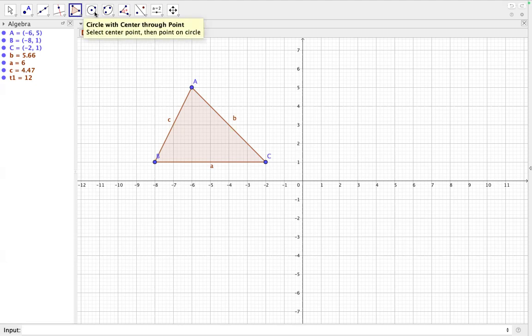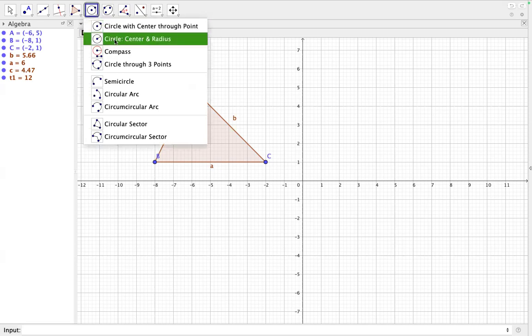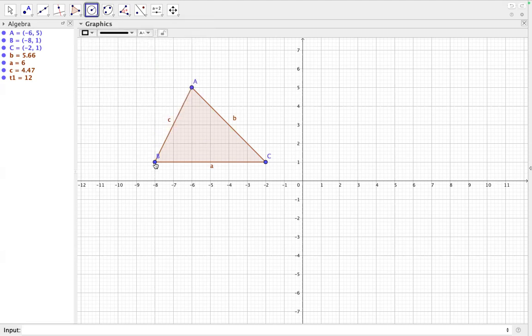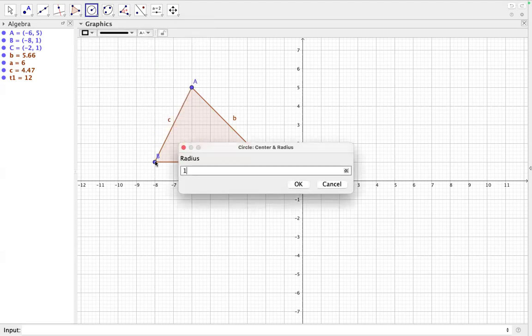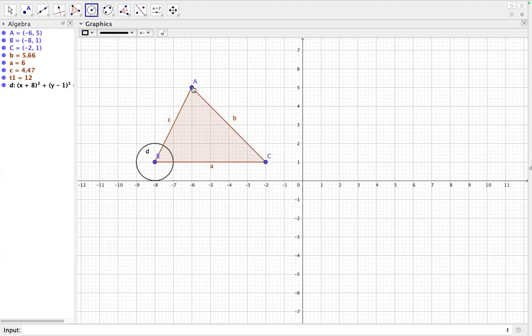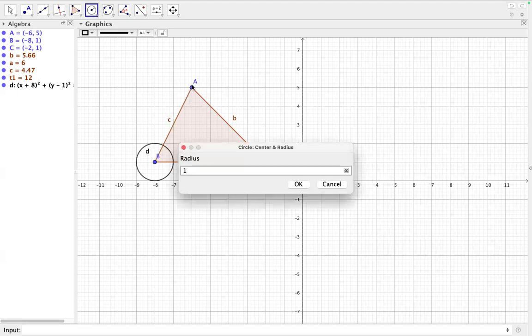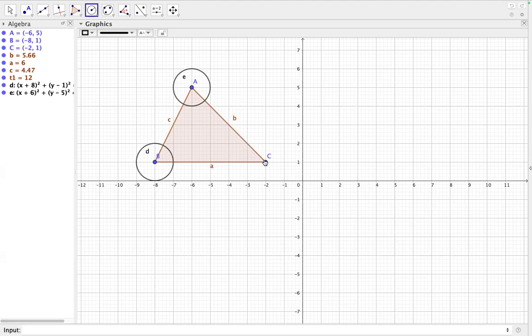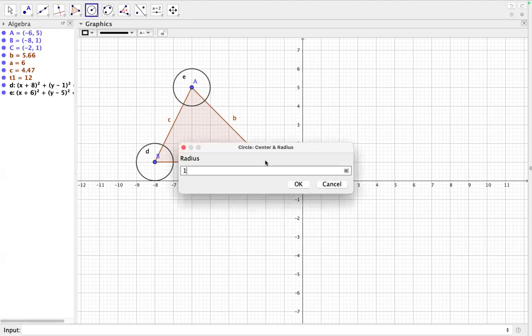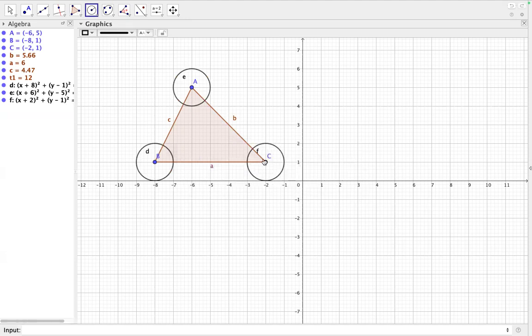So to do the proof, this is a graphical proof. We are not calculating, we are just showing it on a graph sheet. We're going to use the circle with center and radius tool. At each of the vertices, we are going to create a unit circle. A unit circle is a circle with a radius of 1. So the center is the vertex, and the radius is 1.